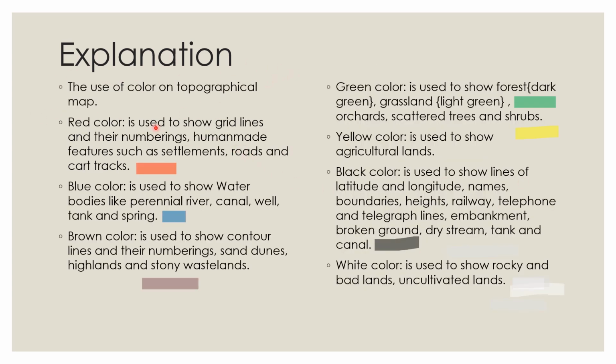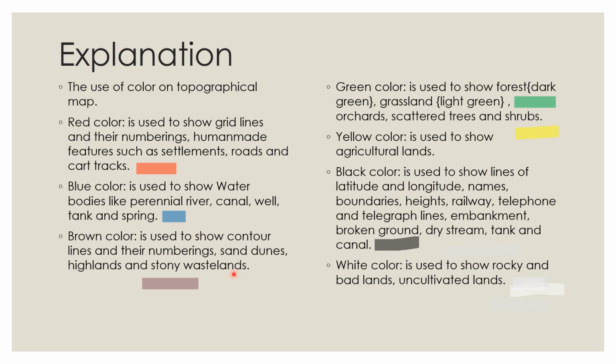Now we move to the explanation of colors, the uses of colors on topographical maps. Red color is used to show grid lines and their numberings, human-made features such as settlements, roads, and cart tracks. Blue color is used to show water bodies like perennial rivers, canals, tanks, and springs. Brown color is used to show contour lines and their numberings, sand dunes, highlands, and stony wastelands.